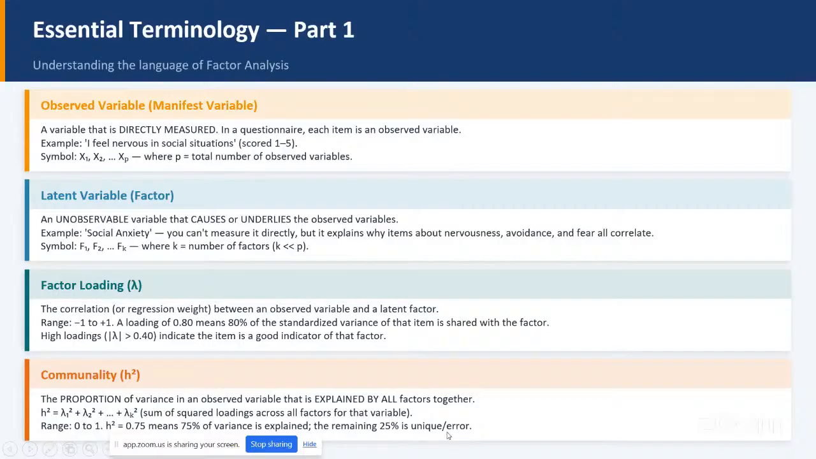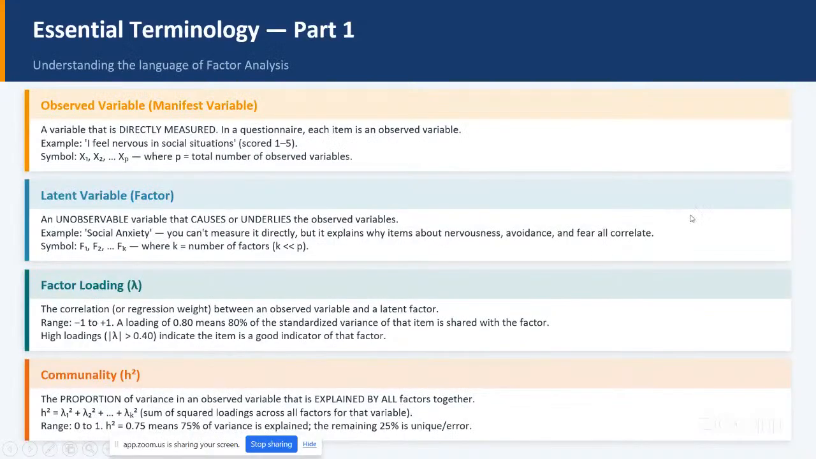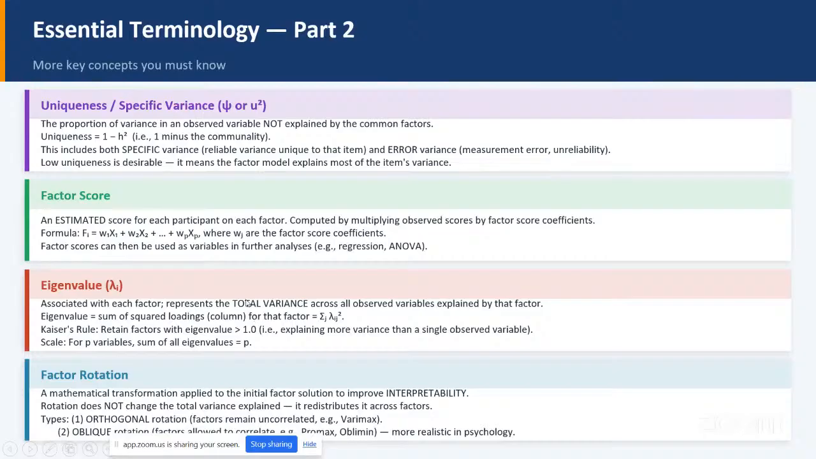That is the unexplained part. As I have already told in previous classes, each model has two parts, explained part and unexplained part. If h square is 0.75, 75% of the variance can be explained. Then the uniqueness or specific variance is the proportion of variance in an observed variable not explained by the common factors. This unique or error part is expressed as 1 minus the explained part, that is the unexplained part. I am not going through all of these slides, I am just telling you the exact concepts.